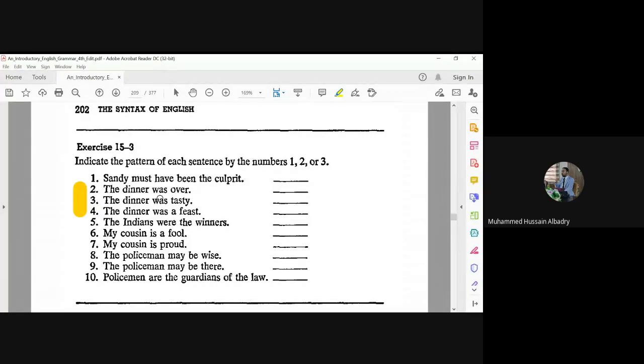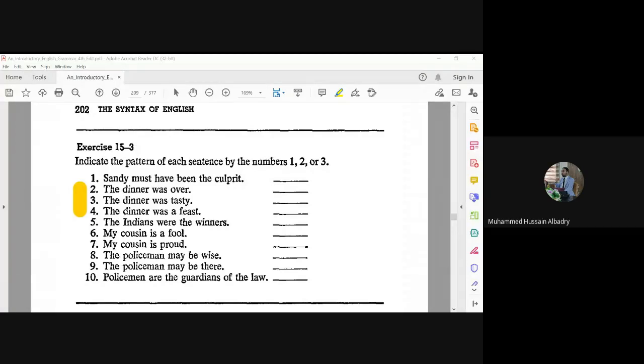Yes. Ali Ibrahim, number 2, 3. Yes, sir. The dinner was tasty is number 2. Number 3, star. Yes. How? Because the dinner is tasty, it refers to it being salty, the food is salty. Tasty is what here? It is noun. Yes. Okay. Who else? Let's see who is raising their hand.